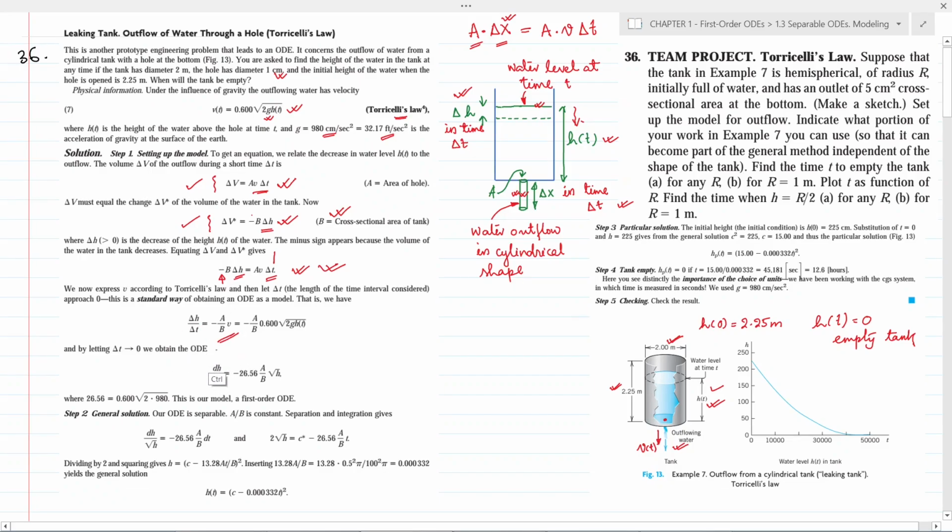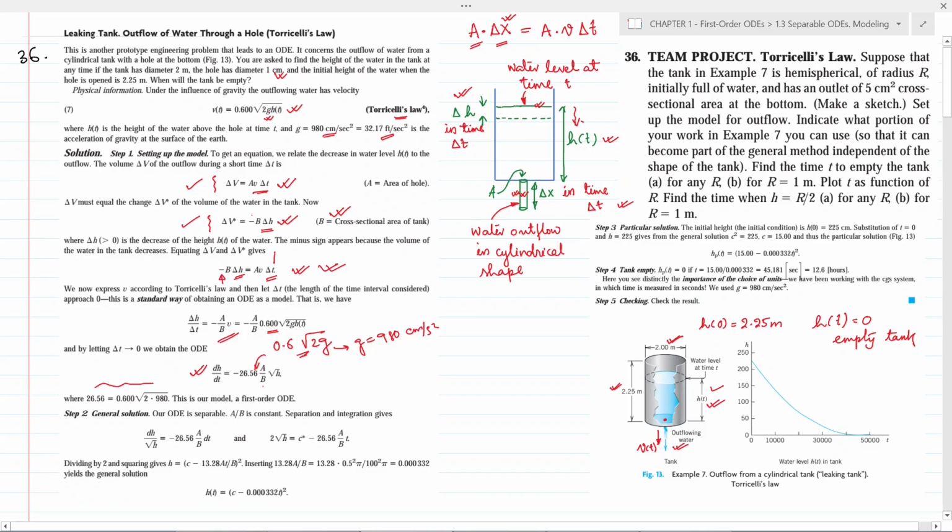And if T tends to 0, this delta H by delta T becomes dH by dt, which is equal to minus 26.56 AB square root of H. Here 0.6 square root of 2G has been calculated with G taken in CGS units, that is G equal to 980 centimeter per second square, and this comes out to be 26.56.